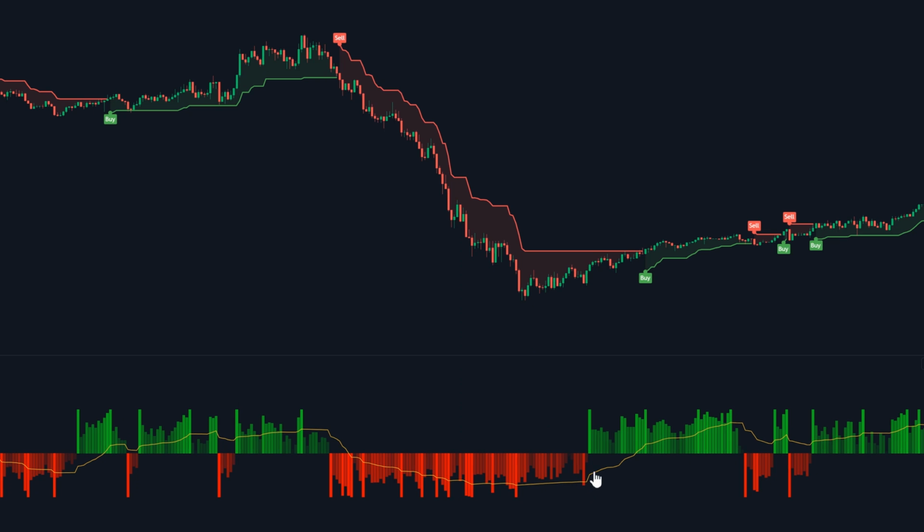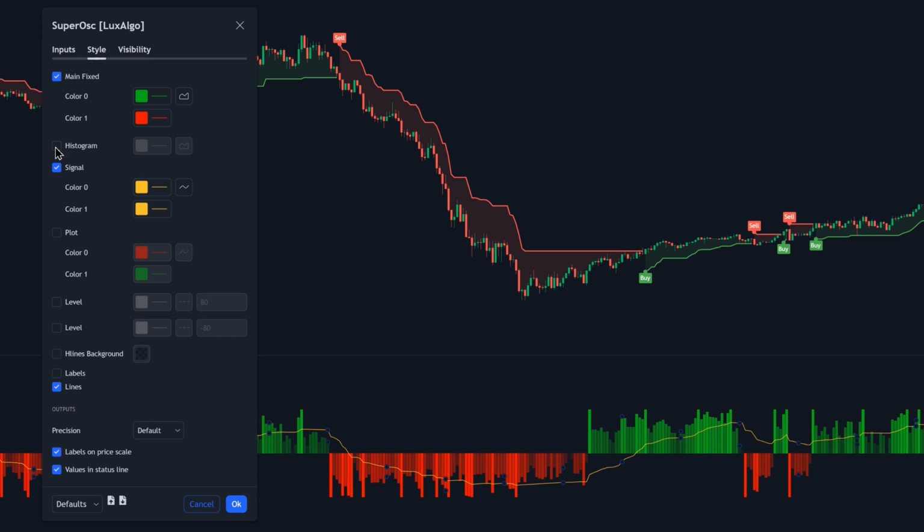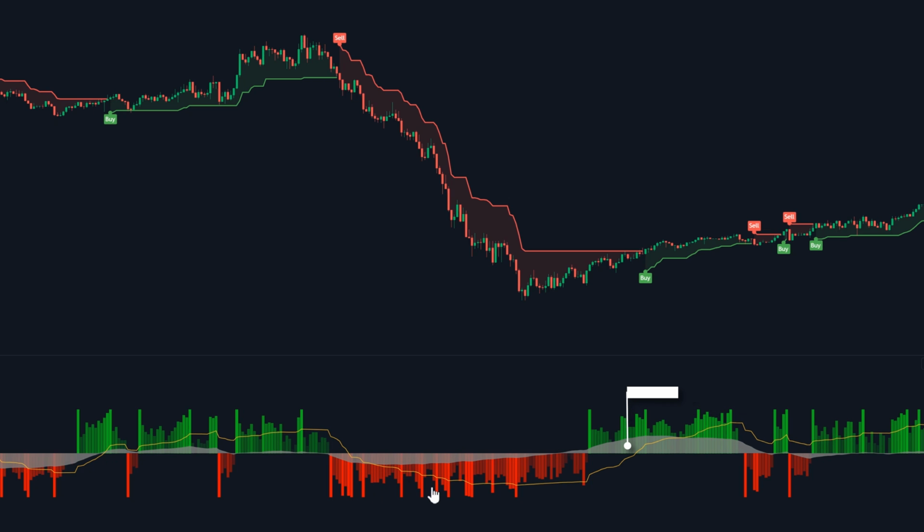Next, we have the signal line. This yellow line traversing the indicator window is the signal line, and it is a smooth version of the main oscillator, helping in identification of the trend direction and strength more clearly. Next, we have the histogram. This represents the difference between the main oscillator and the signal line. It is used to anticipate price crossovers with the SuperTrend and to filter out potential false signals.